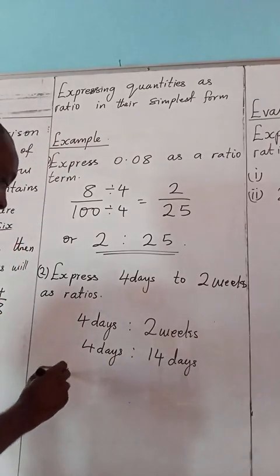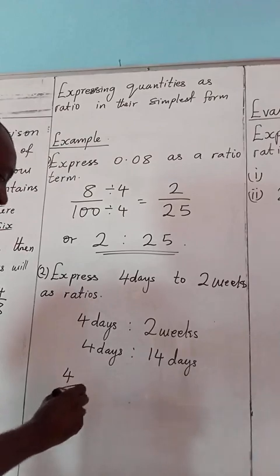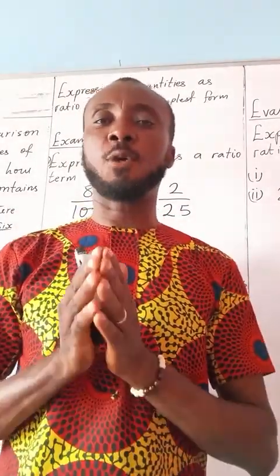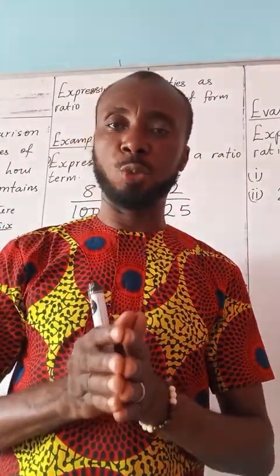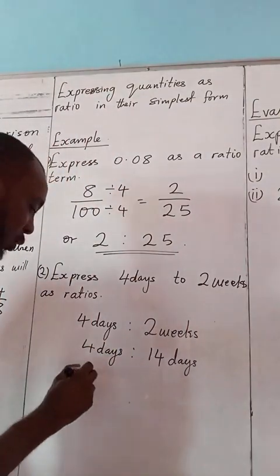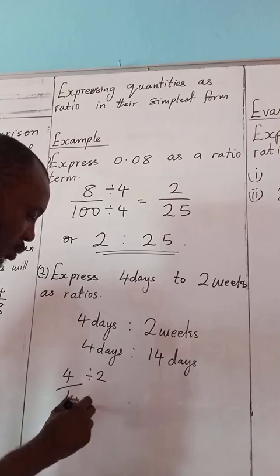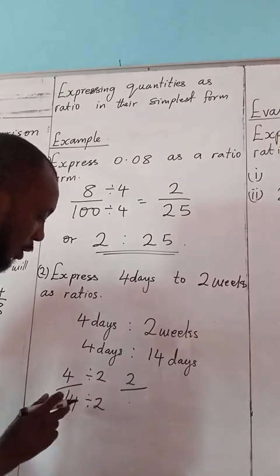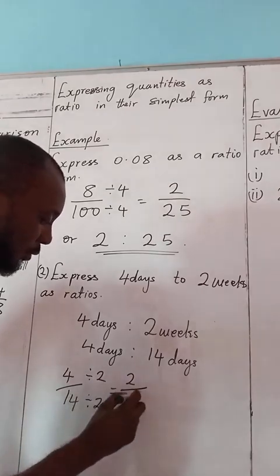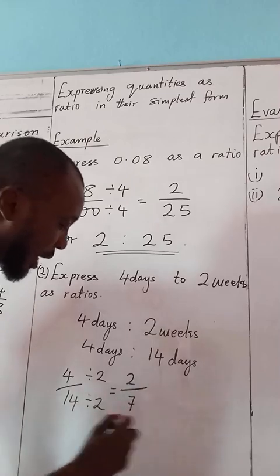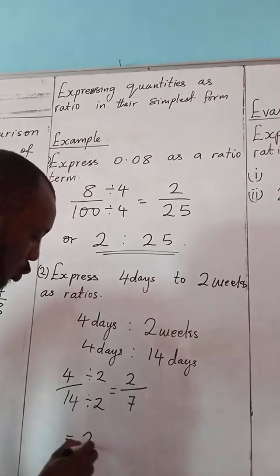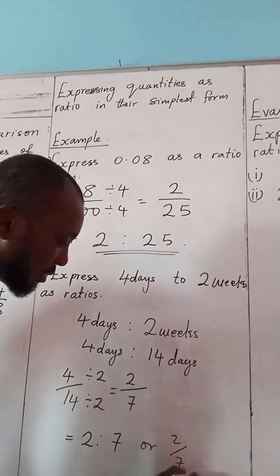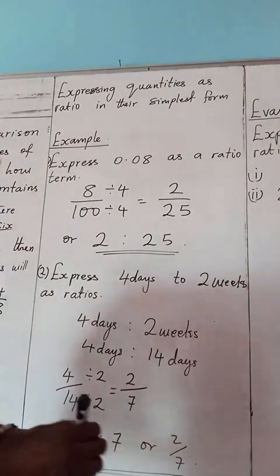So which is now 4 over 14. Now we have the factor of 4 and 14, which is 2. So you divide both sides by 2. 4 divided by 2 will give you 2, and 14 divided by 2 will give you 7. So we have the final answer as 2:7, or 2 over 7. This becomes our answer.